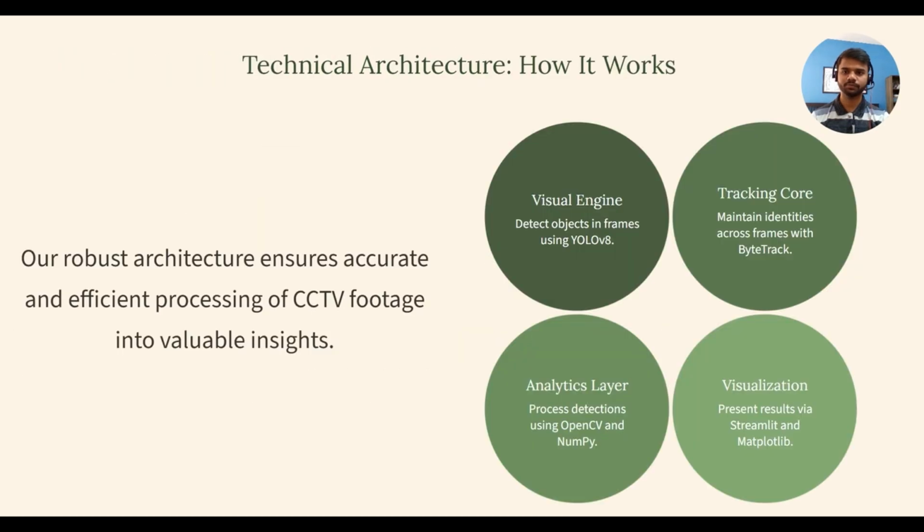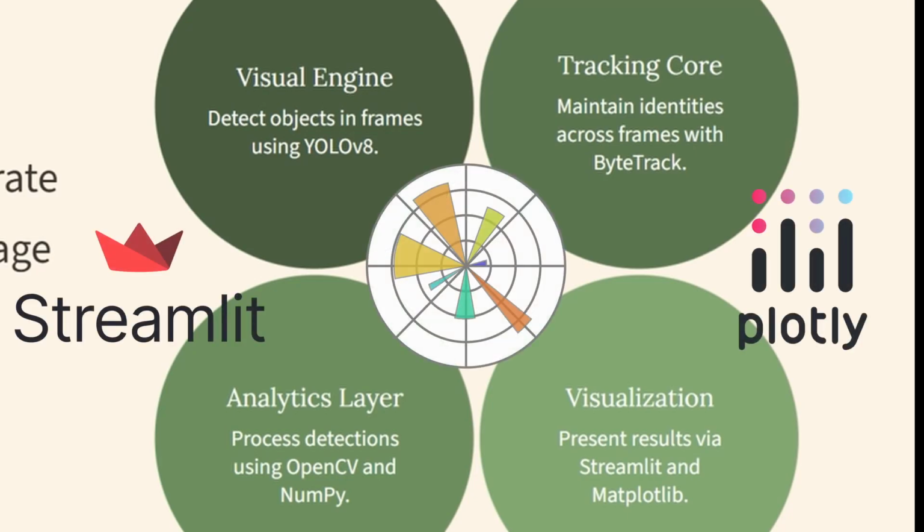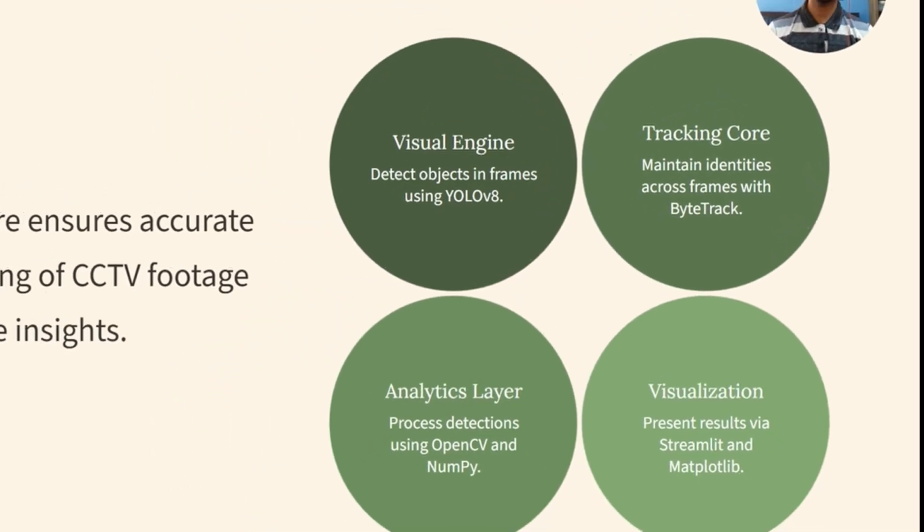Now let's move ahead. The next is technical architecture. It ensures that accuracy and efficient processing is done, and only based on that processing are the AI insights and analysis provided on the analysis dashboard. The main architecture terms are Visual Engine, which detects objects in frames using YOLO V8 as well as YOLO V11. Tracking Core maintains identity across frames with ByteTrack. The next is Analytics Layer, which processes detections using OpenCV and NumPy. And the last is visualization, in which I have presented the results of the video processing using Streamlit, Matplotlib, Plotly, and other such packages. So this was the technical architecture.